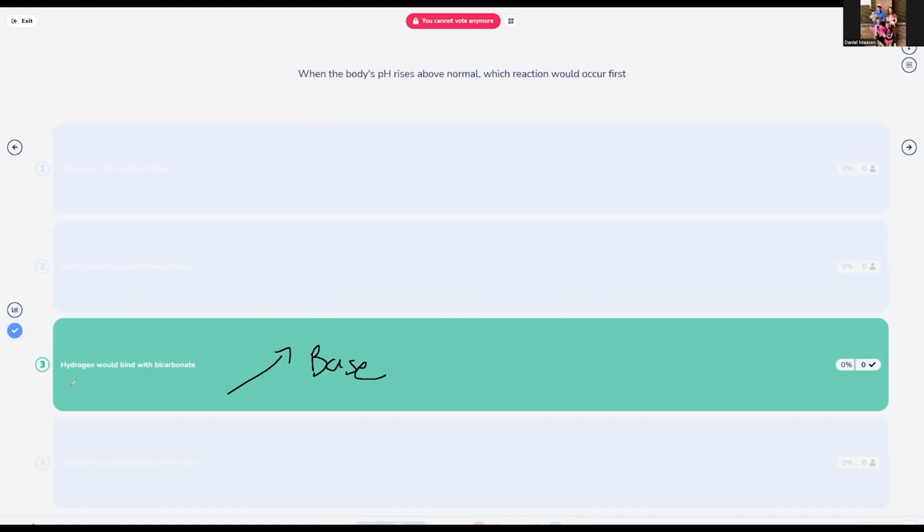So it means maybe we don't have enough hydrogen ions, but if hydrogen ions bind with bicarbonate, they form carbonic acid, okay? And then carbonic acid is still acidic, still has hydrogen in it, and it will level out this base a bit. That's what this is saying. So that's, again, higher level stuff. Don't stress about it.